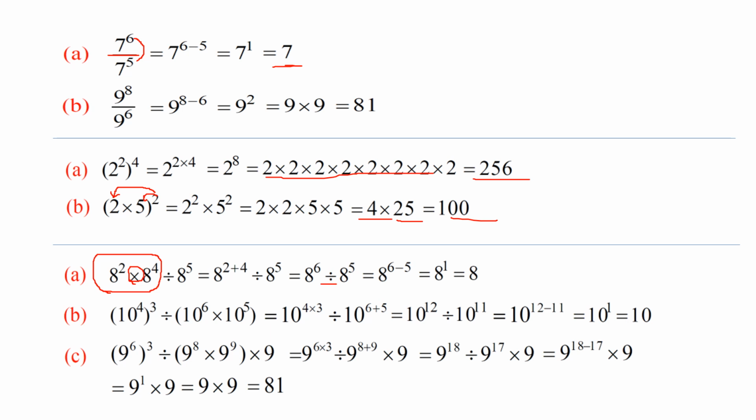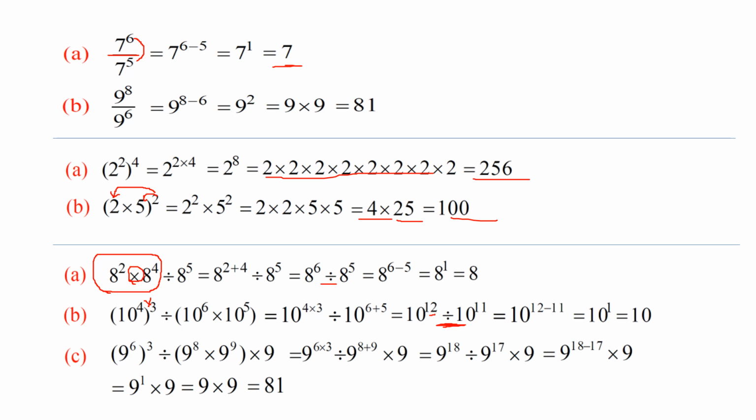And the same way, we apply the power rule. So here the powers will be multiplied. We have two numbers on the power. So this will become 10 power 12, and this will become 6 plus 5, which is 11. Then apply the division rule. So 12 minus 11 will give you 1. So 10 power 1 is 10.